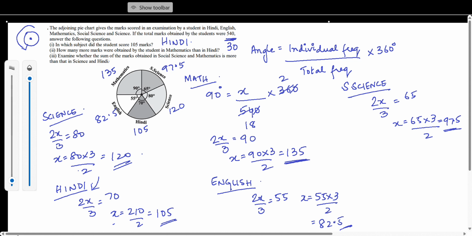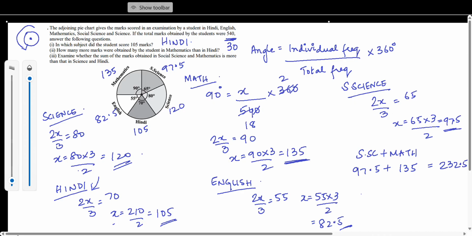Now, examine whether the sum of marks obtained in social and math is more than science and Hindi. So social plus math is 97.5 plus 135, which gives us 135 plus 90, 225 plus 7.5, 232.5.